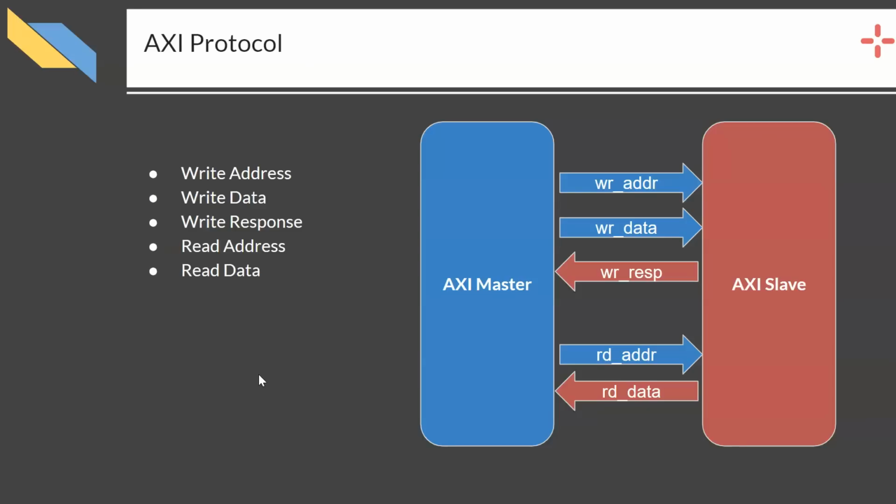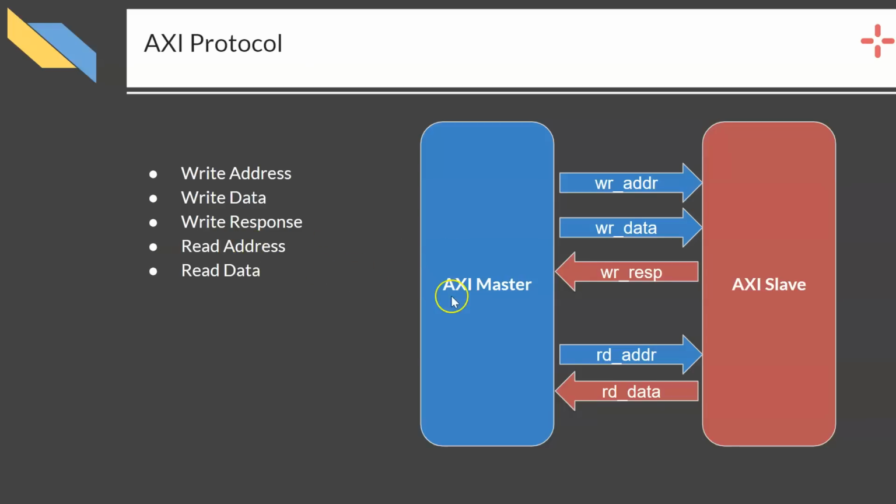To deal with the write transaction, it has 3 different channels, which are write address, write data, and write response. The master will be sending the write address and write data from the master to the slave over these 2 separate channels, which are not even synchronized to each other. And after completing the write, the slave will respond through the write response channel, saying whether the write is successful or a failure.